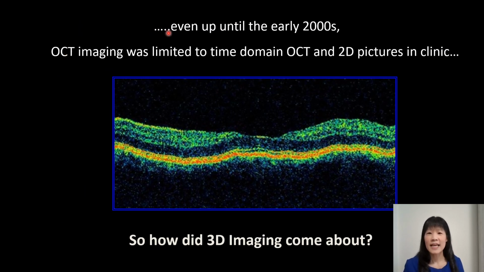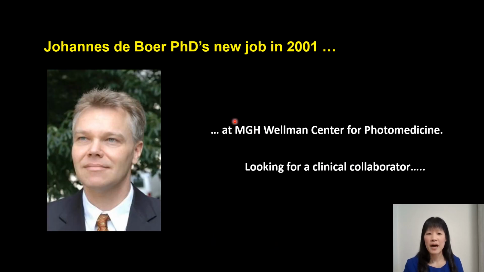But they developed this technology, time domain OCT, which we've been using since the 1990s. And that gave us 2D pictures like this one of the eye. But 3D imaging came about at the turn of the century, around 2000, with my research collaborator, Johannes de Boer. He got a new job at Mass General Wellman Lab in 2001, and that was around the same time I was hired at Mass Eye and Ear.